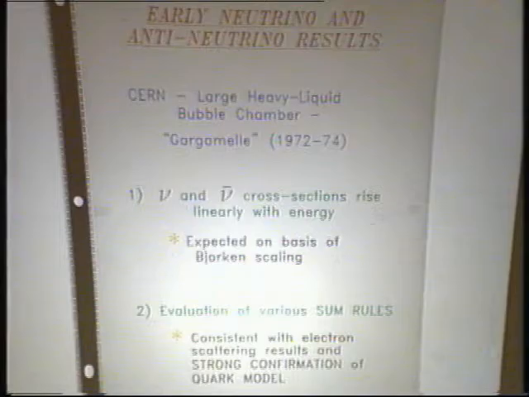And a very significant set of results came from CERN in the Large Heavy Liquid Bubble Chamber, Gargamelle, 1972 to 1974. First of all, it was found that the neutrino and anti-neutrino cross-sections rose linearly with energy. This was expected on the basis of Bjorken scaling. So already, one was seeing an effect which was consistent with scaling in the neutrino results. The evaluation of various sum rules were consistent with electron scattering results and were a strong confirmation of the quark model.